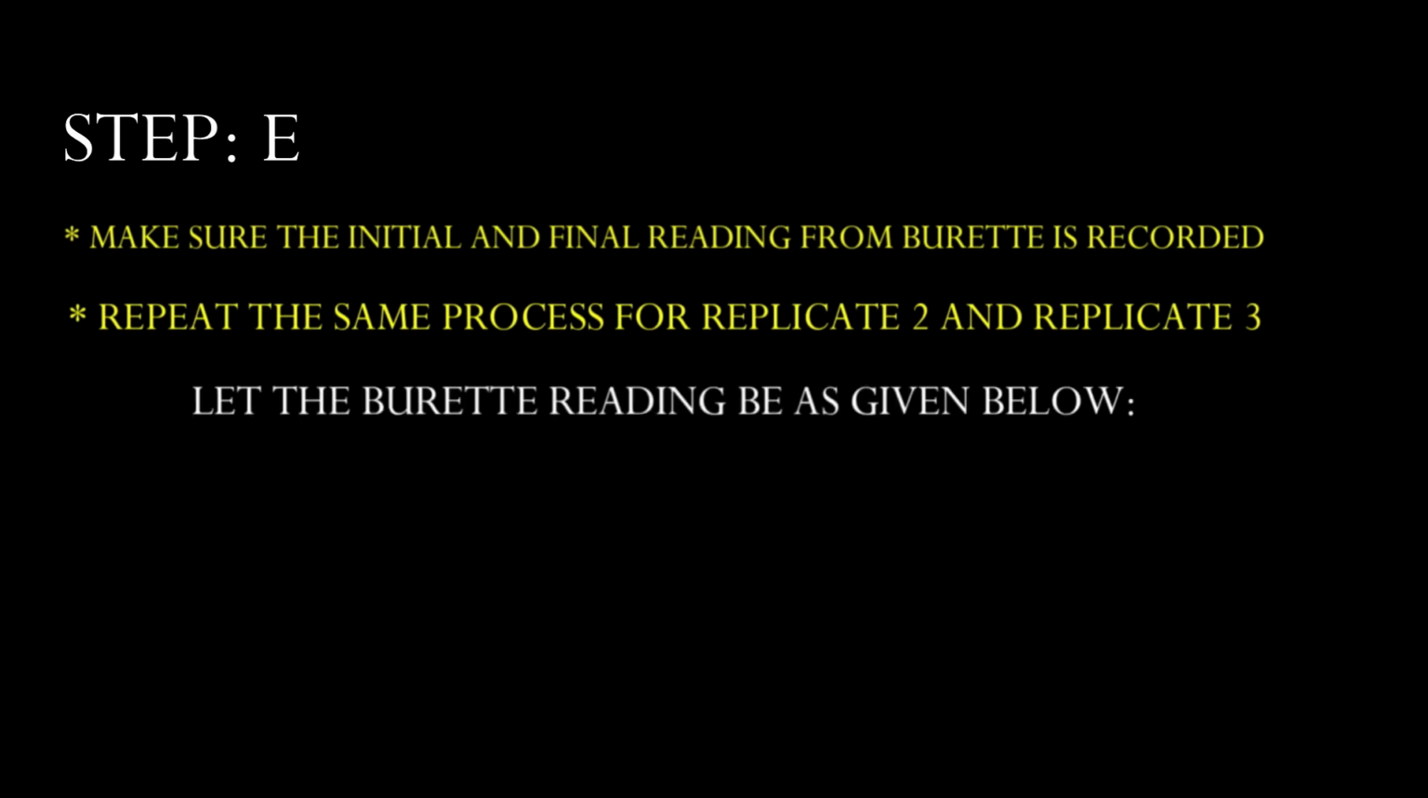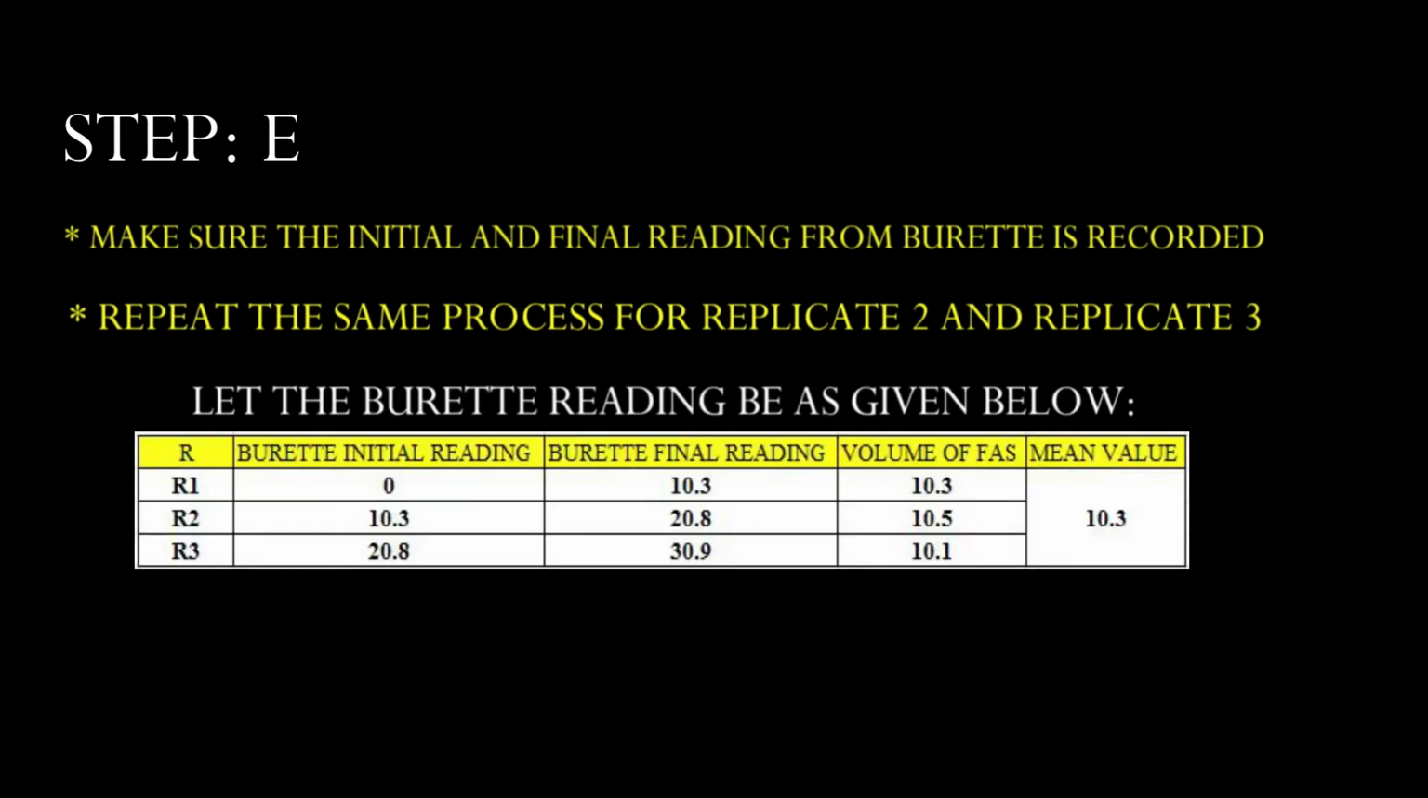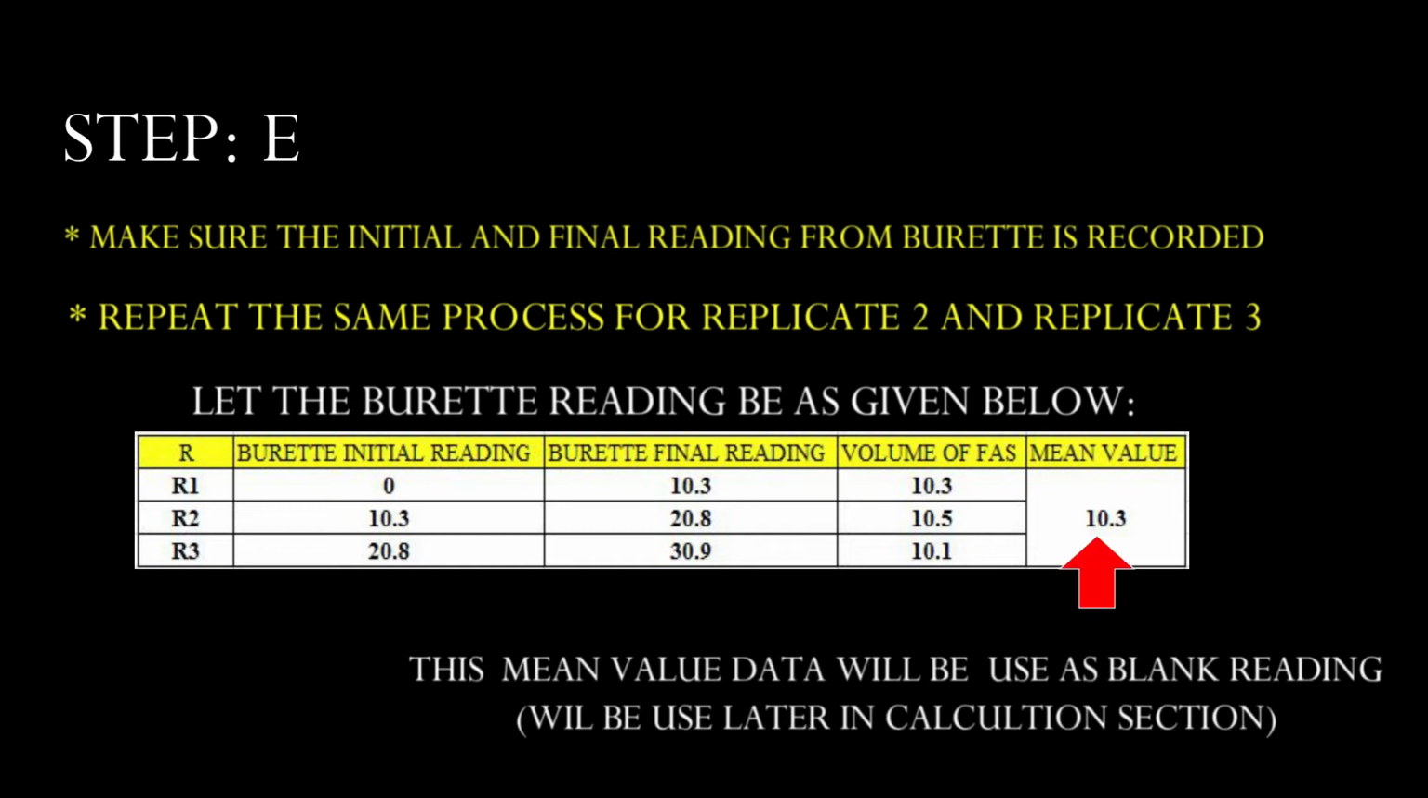So let the burette readings be as given below. The burette readings for the first, the one that I showed, is from 0 to 10.3, and the one that I did not show in the video is from 10.3 to 20.8, 20.8 to 30.8. Because we always need 3 replicates. So the volume of our ferrous ammonium sulfate required to titrate the solution is 10.3, 10.5, and 10.1. And if you take the average mean value, it is 10.3.